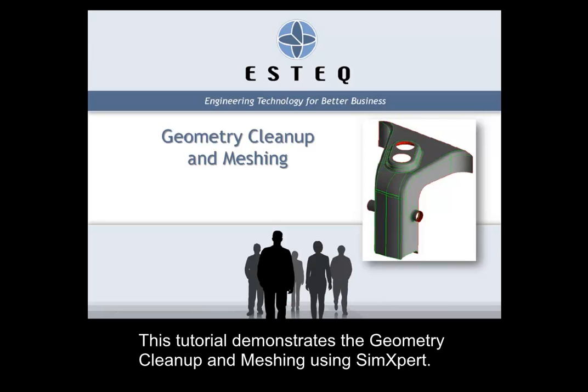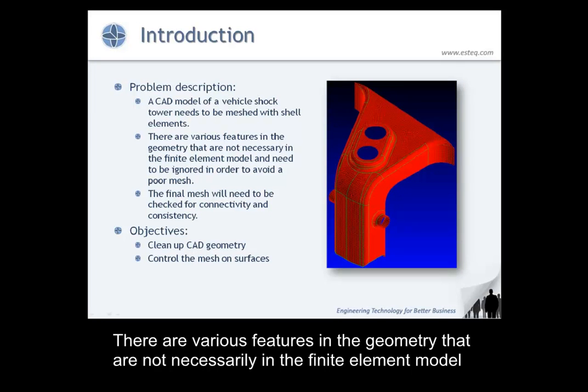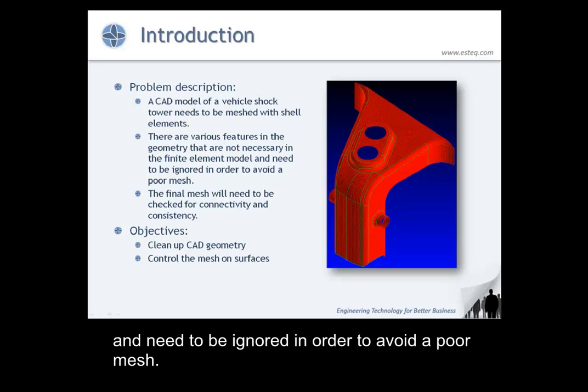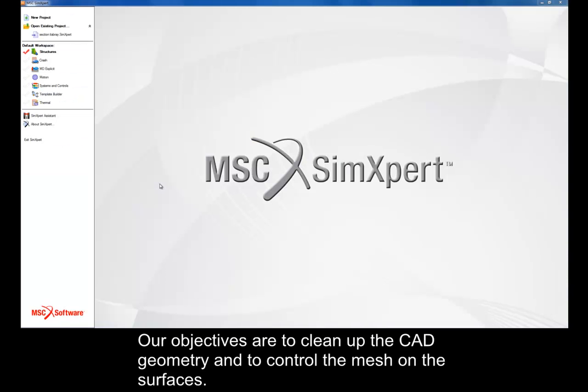This tutorial demonstrates the geometry cleanup and meshing using SimXpert. A CAD model of a vehicle shock tower needs to be meshed with shell elements. There are various features in the geometry that are not necessary in the finite element model and need to be ignored in order to avoid a poor mesh. The final mesh will need to be checked for connectivity and consistency. Our objectives are to clean up the CAD geometry and to control the mesh on the surfaces.